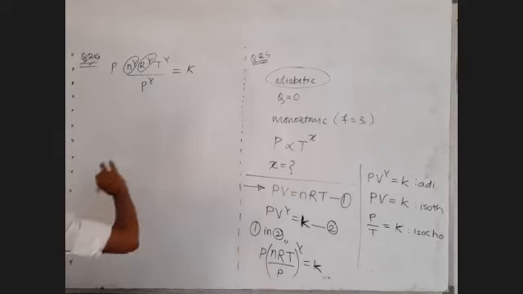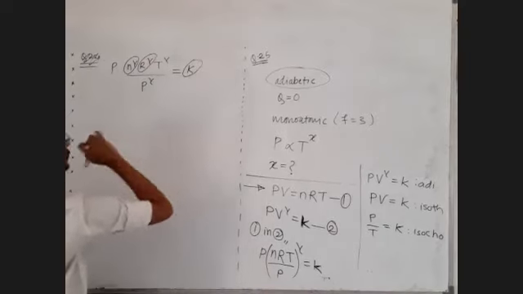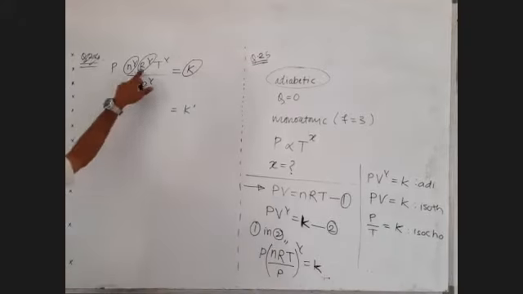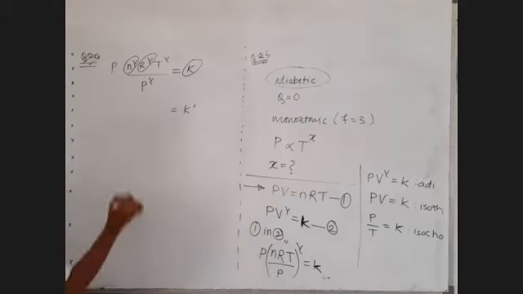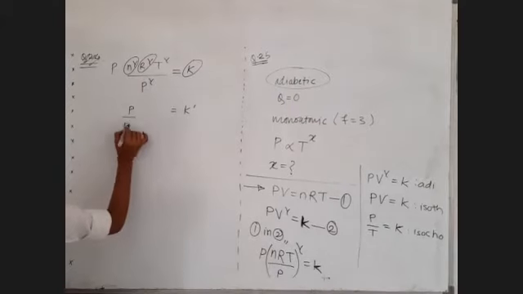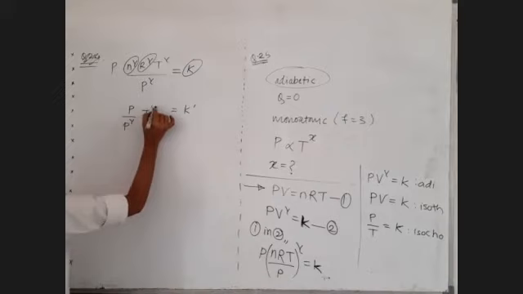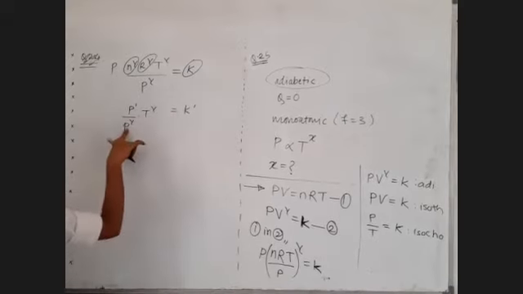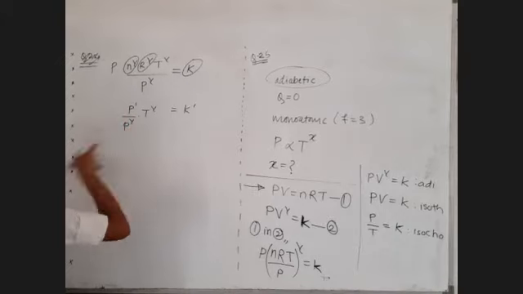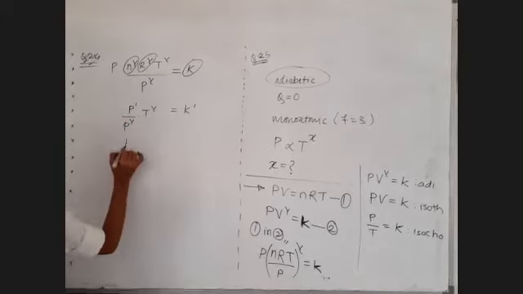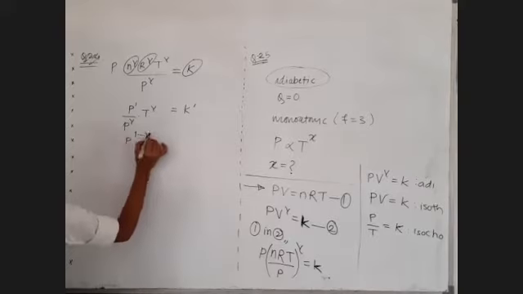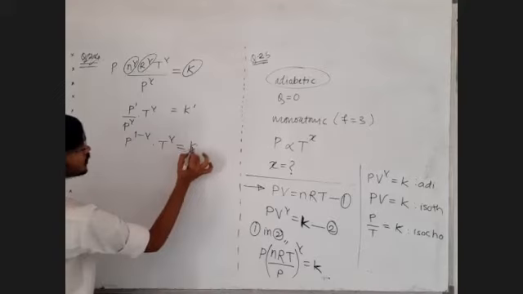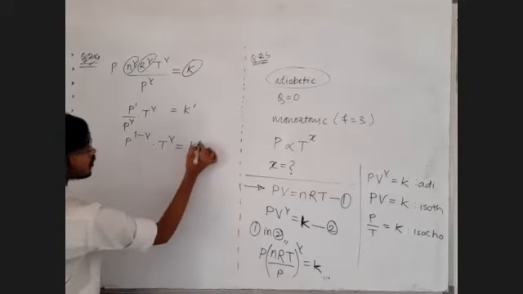Yes, sir. This k is also a constant. So you can write a new constant k dash. We wrote one constant for all of these. New constant k dash: P upon p raised to gamma into t raised to gamma. Sir, this is p raised to 1. P raised to 1 upon p raised to gamma. So p raised to 1 minus gamma into t raised to gamma is equal to some other constant k dash.